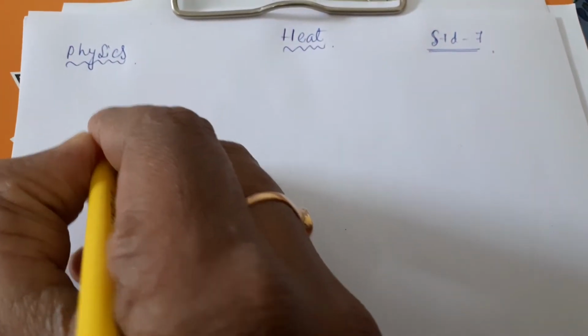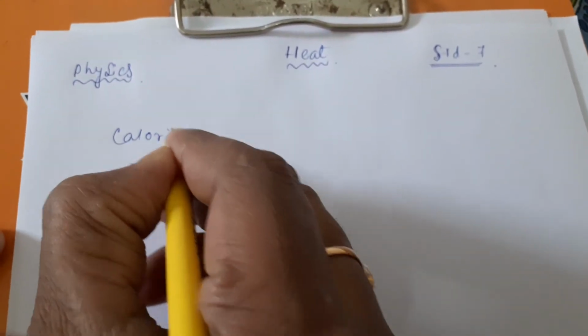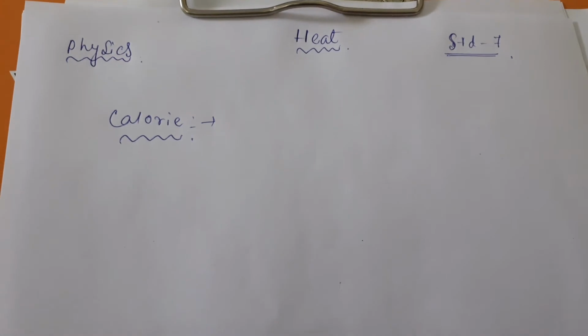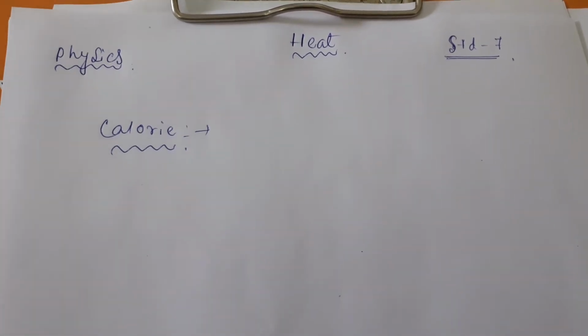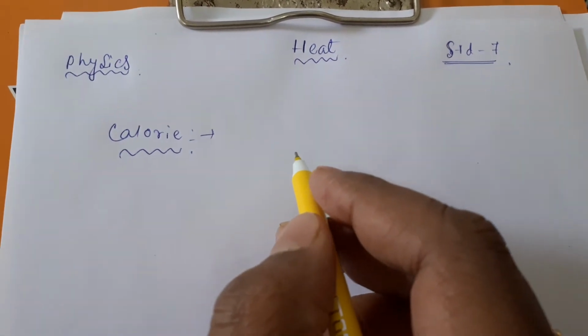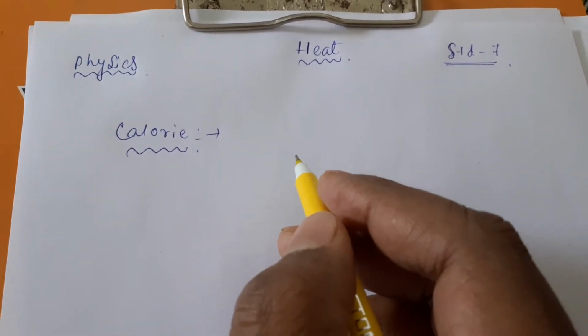So the first one you know, that is calorie. That is a CGS unit of heat, and the definition of 1 calorie of heat is very much important and repeatedly asked in the exam. So many times you can see that one. So what is the actual definition of that one?